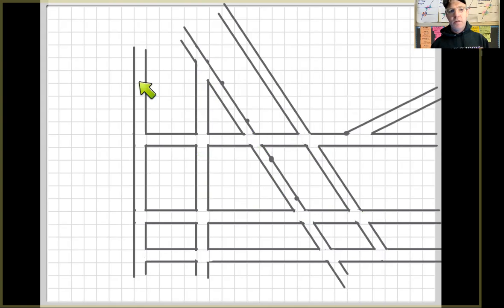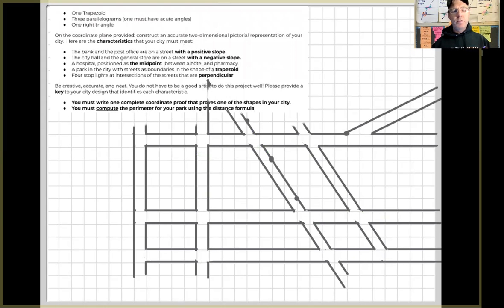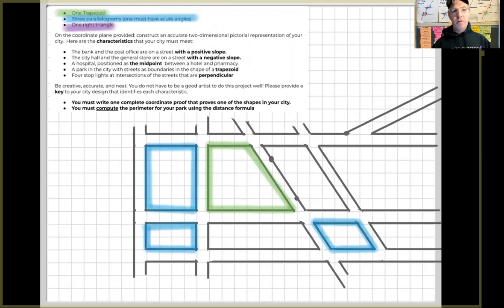And then, what are the parameters? It has to have 1 trapezoid. Alright, there's a trapezoid right there. It has to have 3 parallelograms, 1 with acute angles. 1, 2, 3. Here's the one with acute angles, right? They're smaller than 90 degrees. Oh, they're so acute, little tiny acute angles. And this has obtuse angles, and this looks like a parallelogram. And 1 right triangle. I erased my right triangle. It was right here, so it kind of looked like that. Oh, but there's one over here too. Yeah, so I have 2 right triangles. Alright, so I have plenty of shapes.